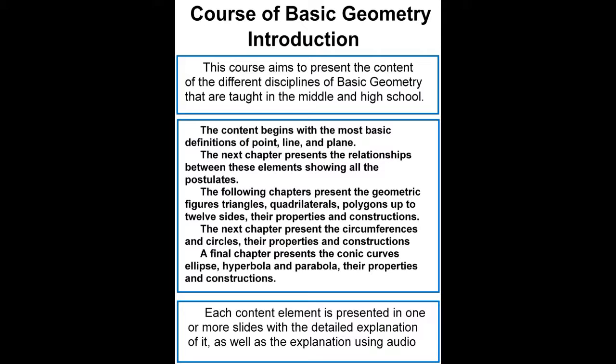The next chapter presents the relationships between these elements, showing all the postulates. The following chapters present the geometric figures, triangles, quadrilaterals, polygons up to 12 sides, their properties and constructions. The next chapter presents the circumferences and circles, their properties and constructions. A final chapter presents the conic curves, ellipse, hyperbola, parabola, their properties and constructions.